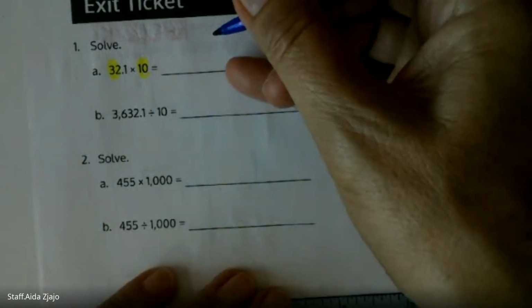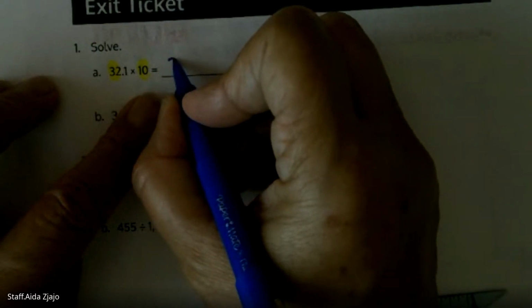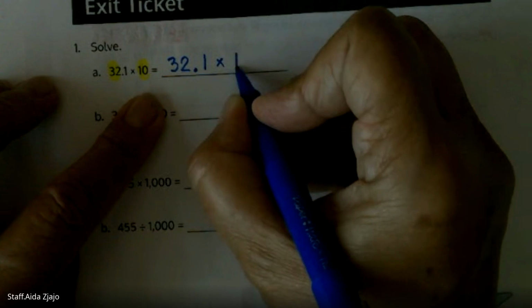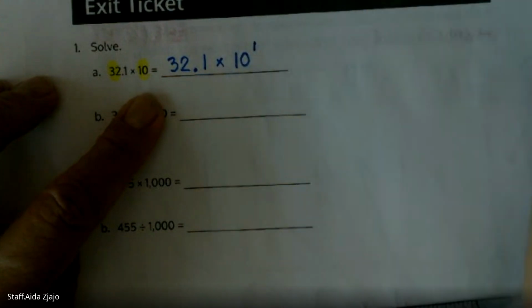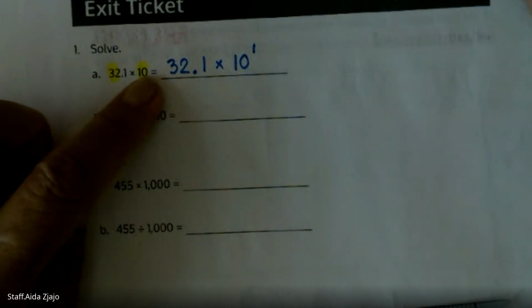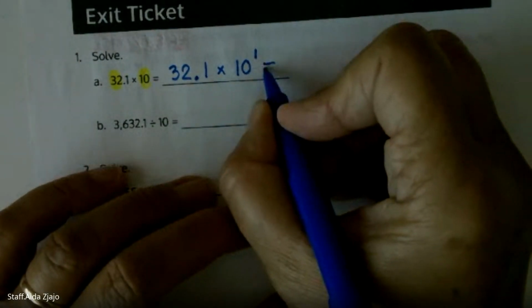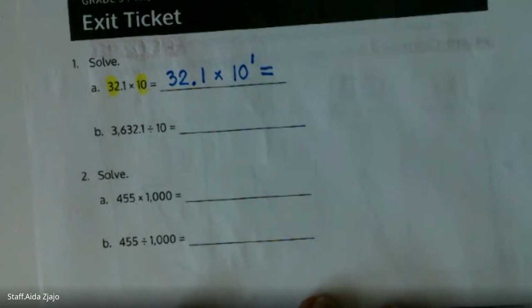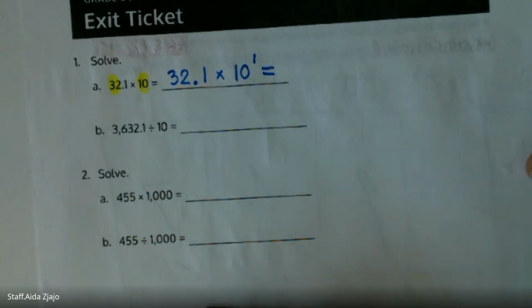If I need to show this as a power, it will be the same as 32 and 1/10 times 10 to the power of 1, because if you have 10, you have a power of 1. Usually they don't put the power, but this is one way to show it with the exponent.